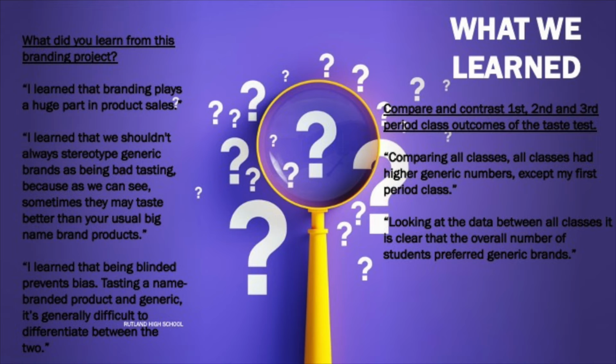Compare and contrast the first, second, and third period class outcomes of the taste test. Comparing all classes, all classes had higher generic numbers except my first period class. Looking at the data between all classes, it's clear that the overall numbers of students prefer generic brands.